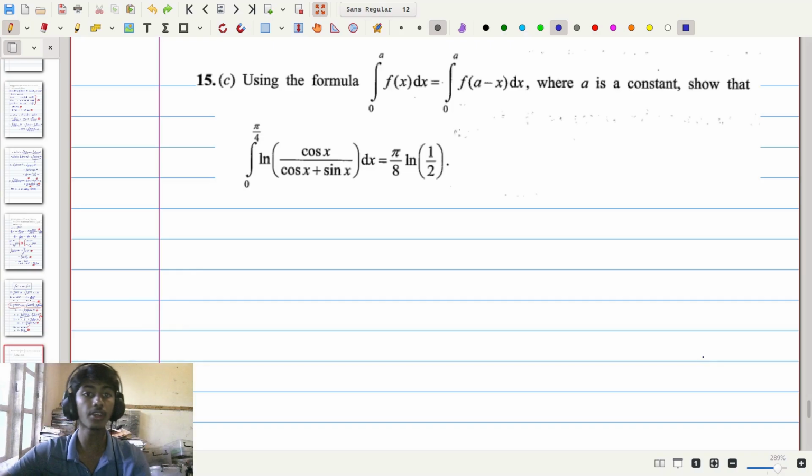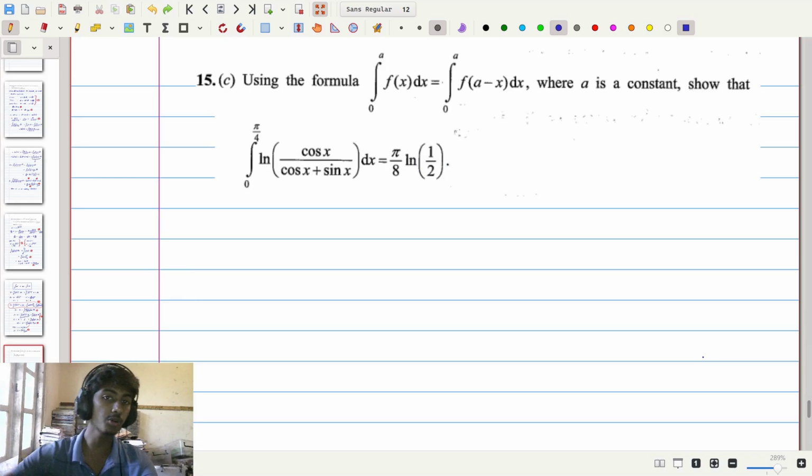The question says, using the formula integral from 0 to a of f of x dx equal to the integral from the same limit 0 to a of, in this case, f of a minus x dx, where a is a real constant, we are asked to show that the integral from 0 up to pi by 4 of the natural logarithm of cosine of x divided by cosine of x plus sine of x with respect to x is equal to pi by 8 times the natural logarithm of a half.